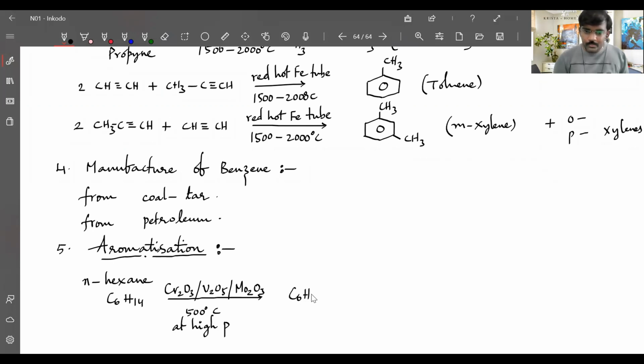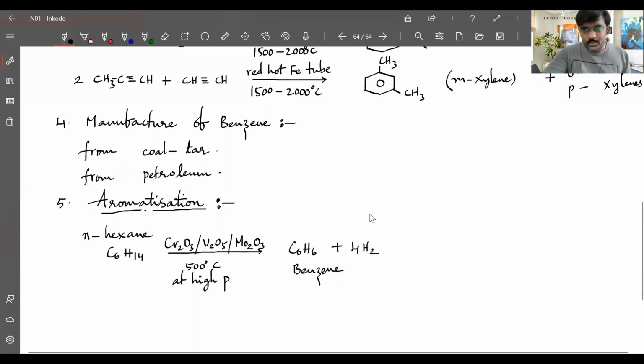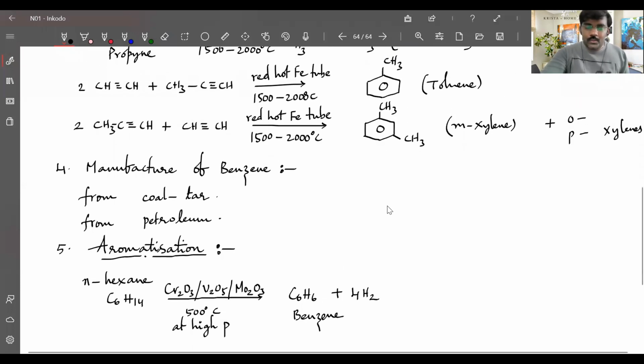It will give you benzene plus hydrogen gas coming out of it. It is losing the hydrogen gas, so what is happening there? Simple oxidation, not a complete oxidation; losing of hydrogen is taking place. So normal hexane will become benzene, C6H6. This particular process we call the aromatization process. And these are the important preparation methods of benzene.